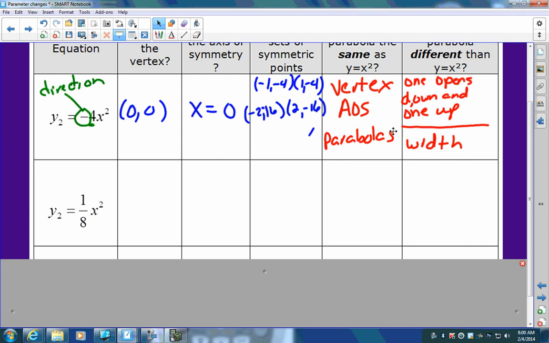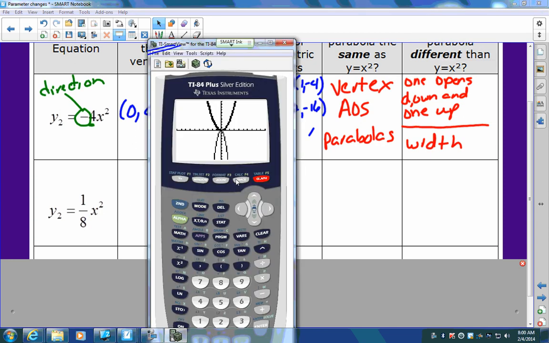Okay, so I asked you to go into the calculator and go to y equals. I'm going to put 1 divided by 8 x squared. Let's press graph. There's the parent function. Whoa, there's the new one.